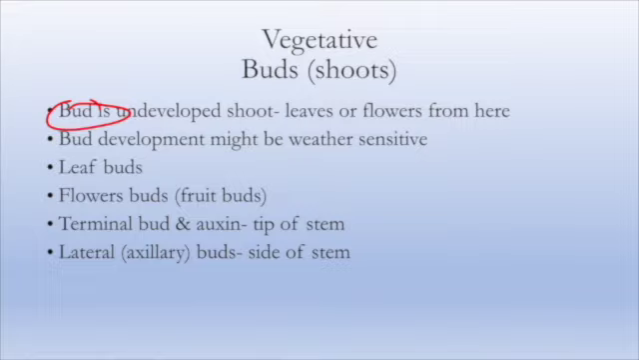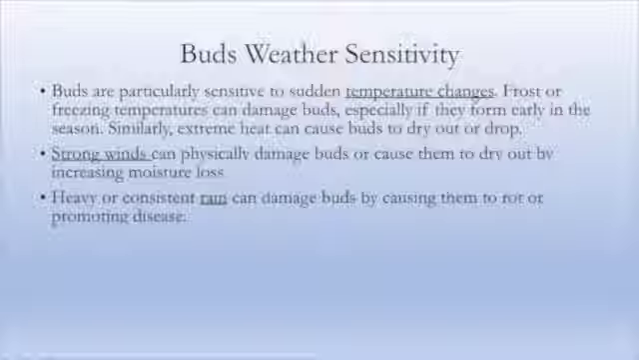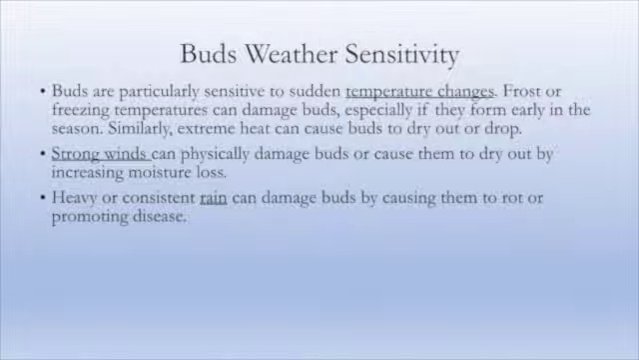An interesting thing is a terminal bud and the hormone auxin. A terminal bud is at the end of the stem, and I'll talk to you more about that in a minute. And then there are lateral buds at the side of the stem. So let's look quickly at buds and weather sensitivity. Buds are sensitive to sudden temperature change. It might be frost. It could be an early season frost or a late freezing frost.